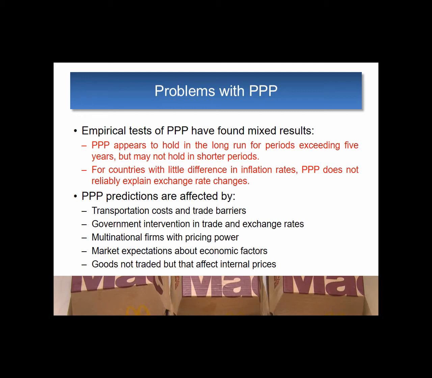Triple P theory predictions are affected by transportation costs and trade barriers, that is, tariff differences between countries can cause price differences. Government intervention in trade and exchange rates: the exchange rates and government regulations between countries can cause price differences. Multinational firms with pricing power: powerful companies can set different prices for their product in different countries.